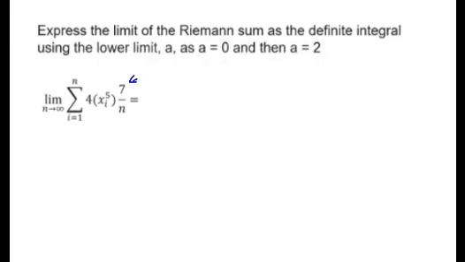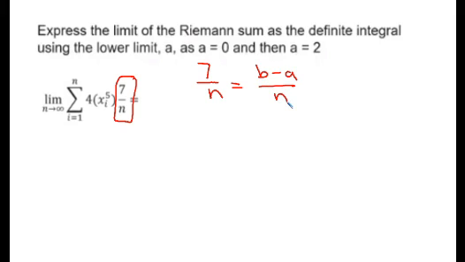This problem here is, again, not near as bad as it looks. Express the limit of the Riemann sum as the definite integral using the lower limit a as a equals 0 and then as a equals 2. All right, so what I want you to notice is that they've given me this thing right here. This 7 over n is standing for my b minus a over n.